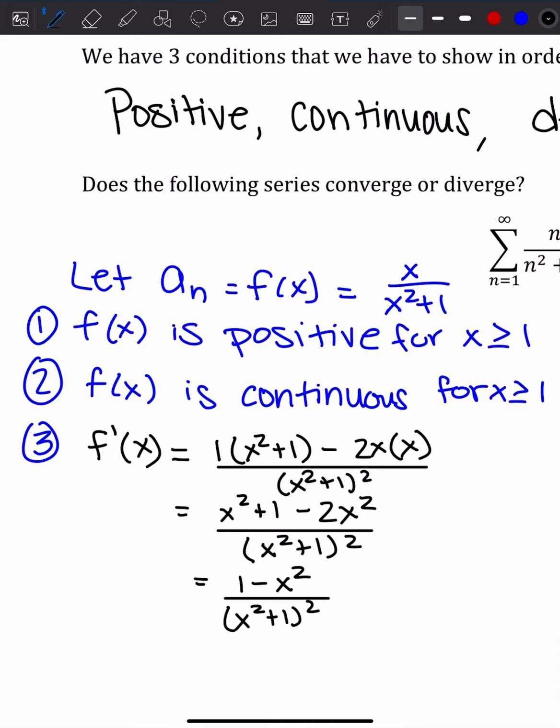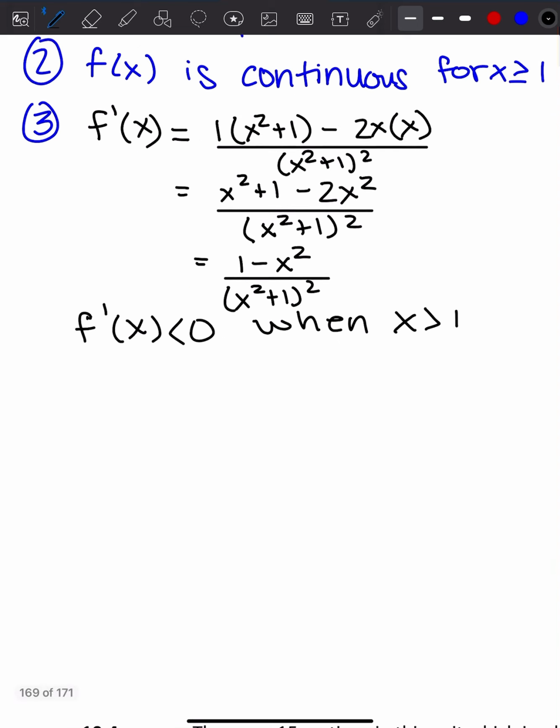When we look at this, the denominator is always going to be positive because we're squaring it. x squared in itself is always going to be positive, but because we are subtracting it, 1 minus x squared is always going to give us something that's negative as long as we are bigger than 1. So we are decreasing: f prime of x is less than 0 when x is greater than 1. So we are positive, continuous, and decreasing, which means the integral test can be applied.